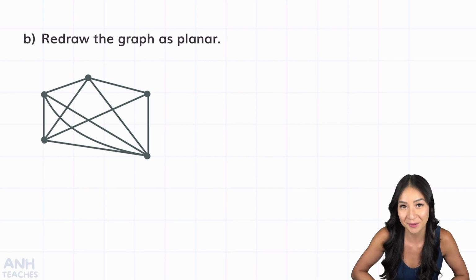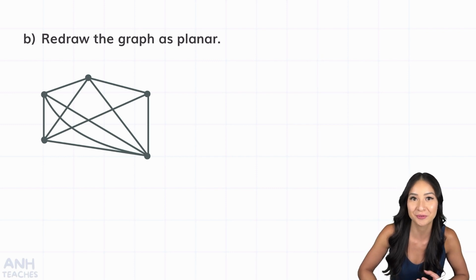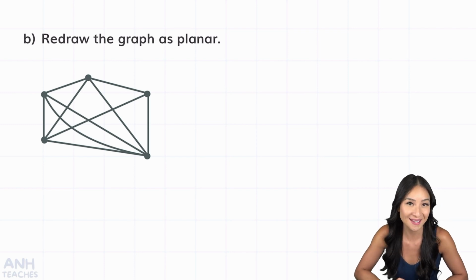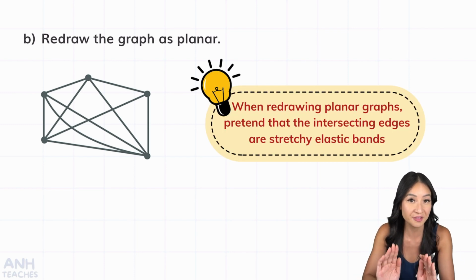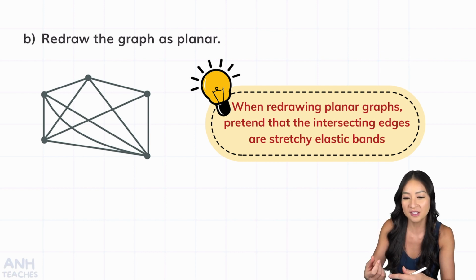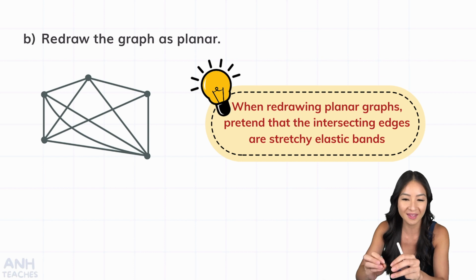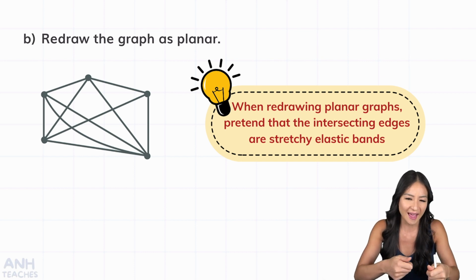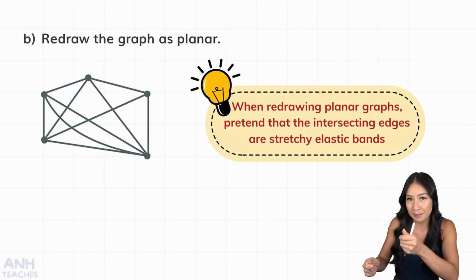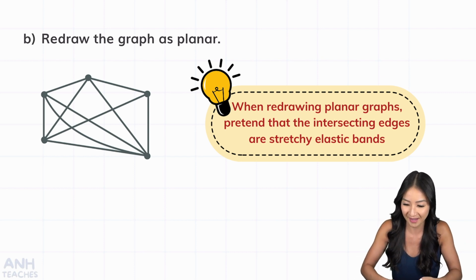So part B of this question is where we're going to redraw this graph as planar. Now, my hot tip here is to leave the vertices where they are, and instead, I want you to visualize all of the intersecting edges as lacy bands, loose lacy bands that can be pulled out of the way, okay?